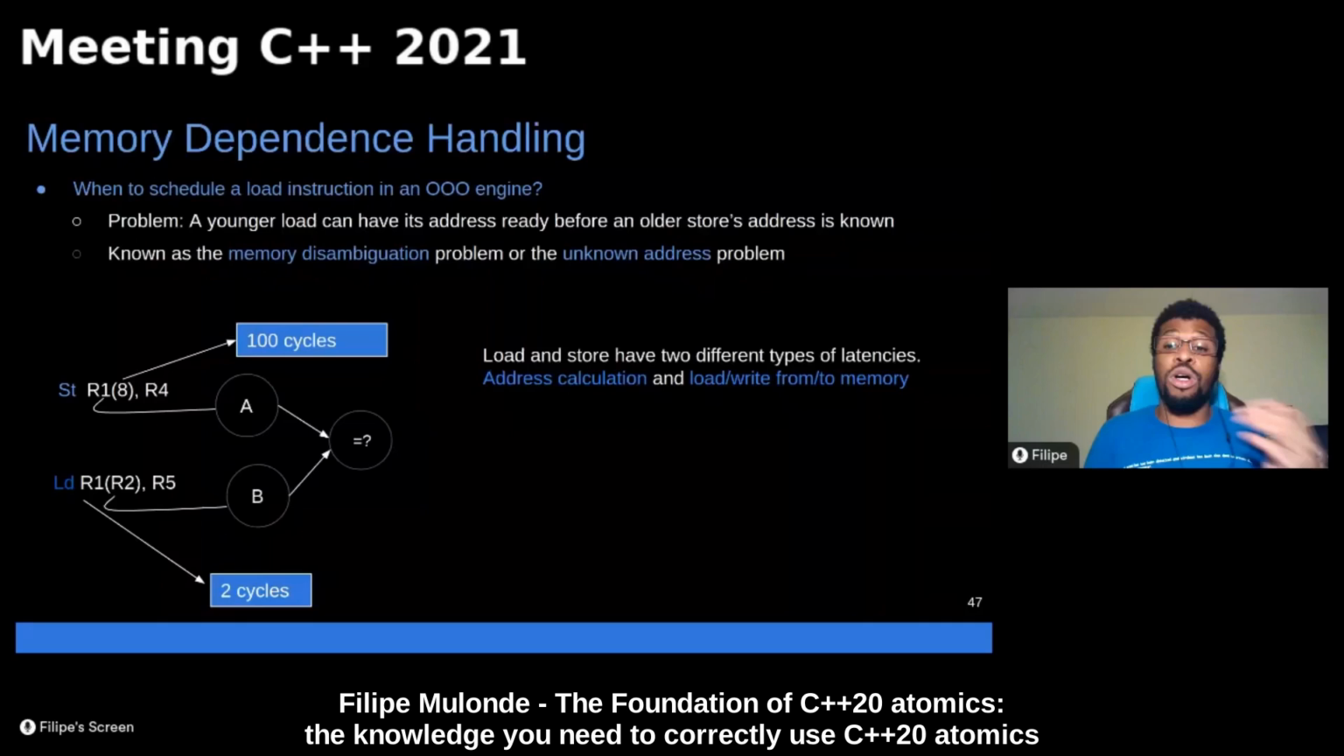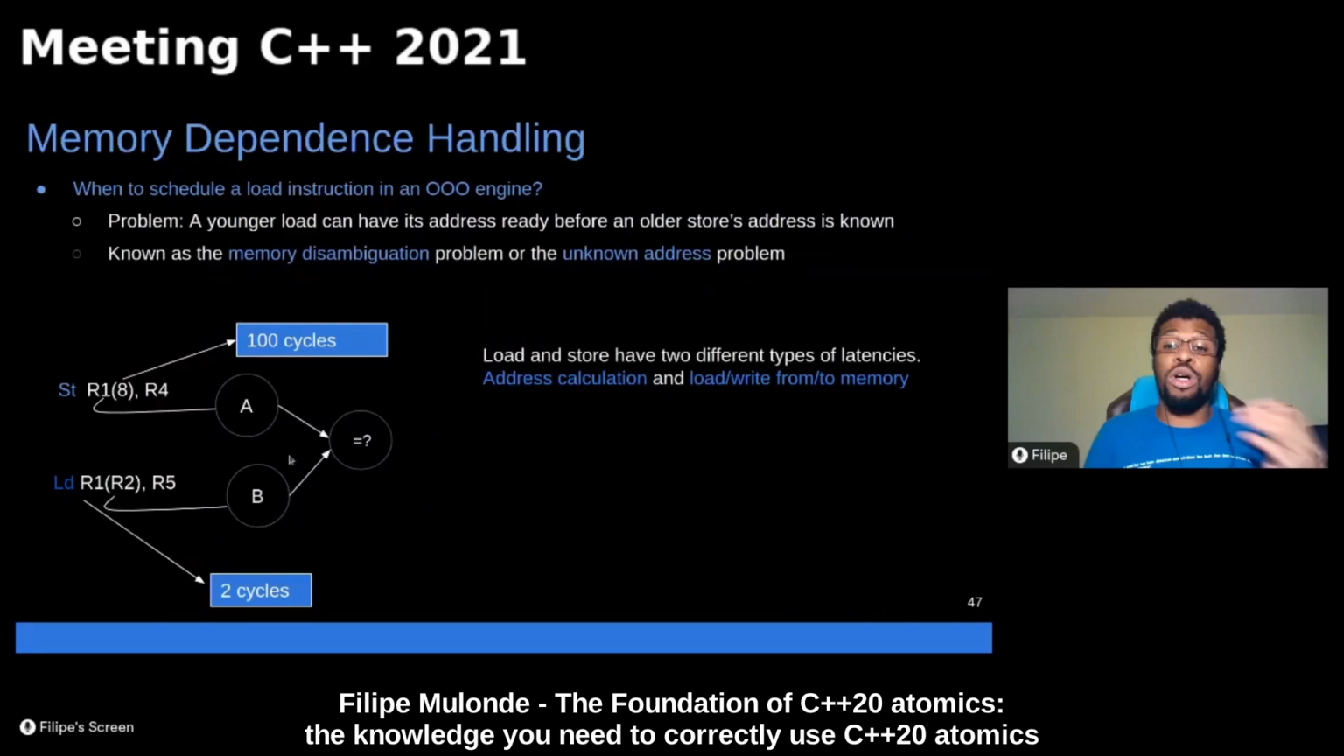So the first question is when to schedule a load instruction in an out-of-order engine. The problem is that a younger load can have its address ready before an older store's address is known. It's also known as the memory disambiguation problem or the unknown address problem. To understand this problem, I have an example here, but before that I would like to mention that loads and stores have two different types of latencies. There is address calculation, and there is also the latency of going to memory to load or to write.